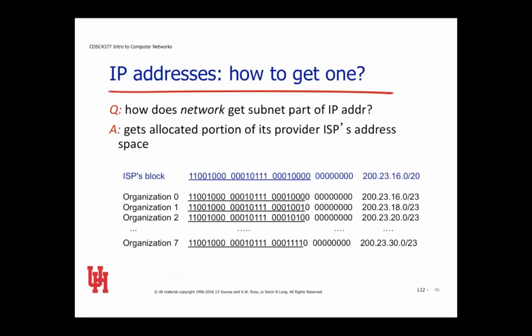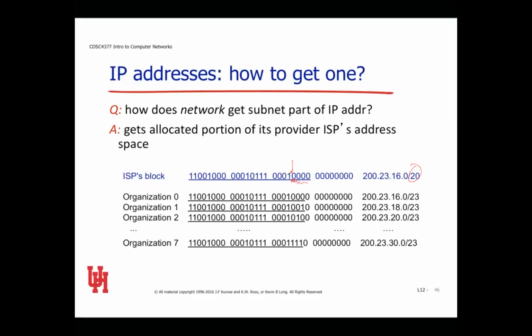So how do you decipher, when you get one of these 32-bit addresses, what's the network part and what's the subnet part? Well, here we're kind of asking the other question. The ISP has been given by the Internet Assigned Numbers Authority a block of IP addresses. And the line on here is actually wrong. The line should stop right here, and I know that because of this number right here.